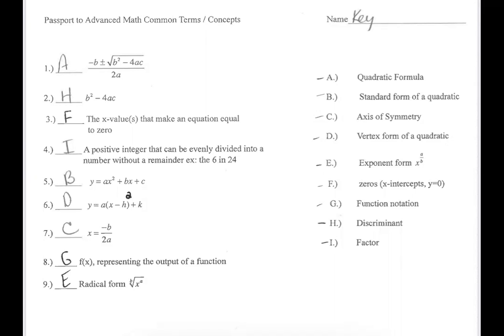We would read that as f of x, which represents the output of a function. And for number 9, we have e, exponent form. X to the power of a over b converts to radical form, which you would say is the b root of x to the power of a.